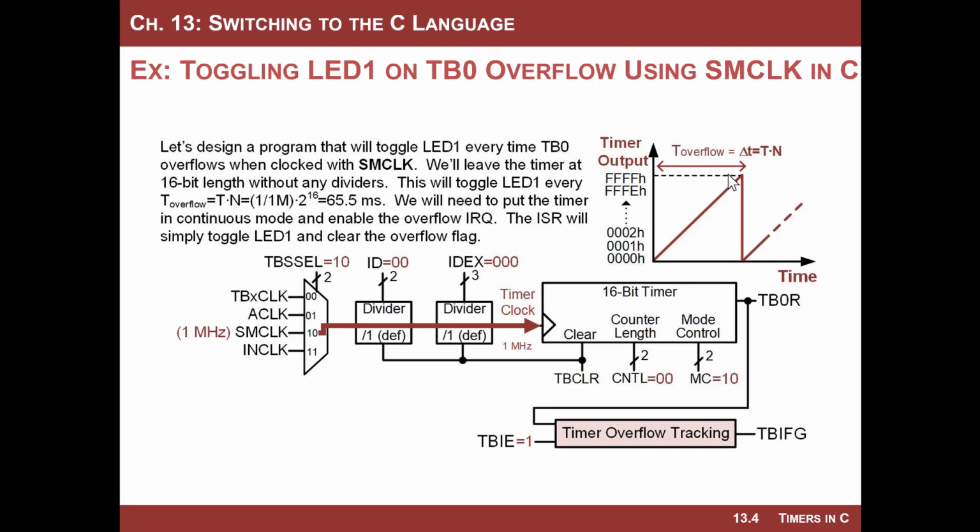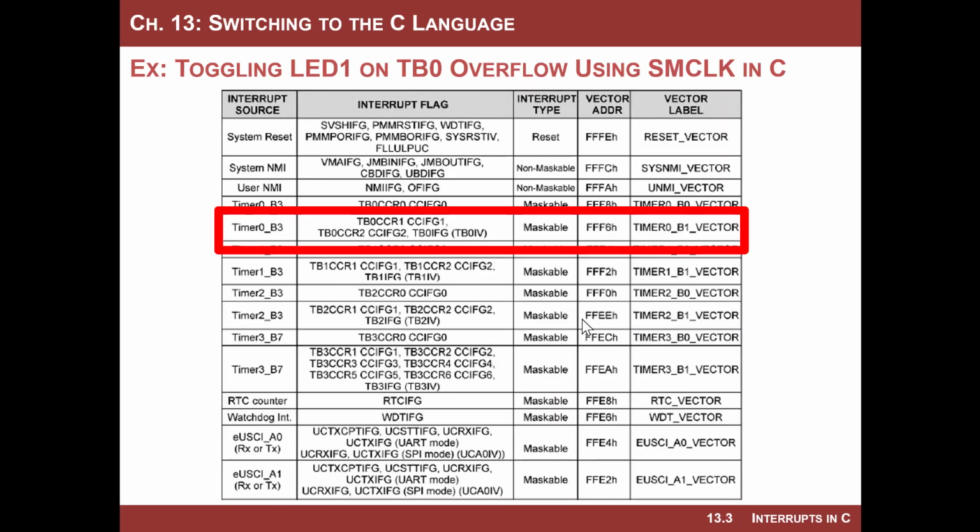And what we're going to do is we're going to generate an overflow. To put it in the mode where it can generate an overflow and trigger an interrupt, you have to put the mode into continuous mode. And then that will allow a flag to be raised. We're going to leave the dividers at 1, and then we'll rock and roll. The flag that we care about, the interrupt that is going to be triggered, is going to be this TB0IFG. This is the overflow flag, and that happens to be a vector of timer0_B1_vector.